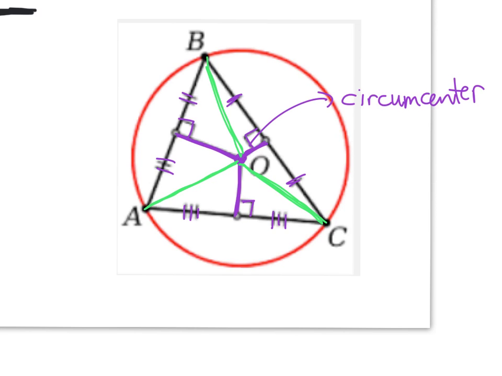What would you say is true about those 3 lines? I heard congruent. The 90 degrees? Nope. Well, that is true because they're coming out of the circumcenter. But I heard congruent. Congruent is correct, but can anybody come up with a reason why they're congruent?